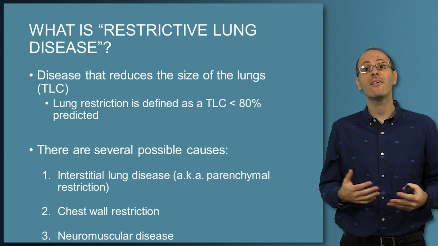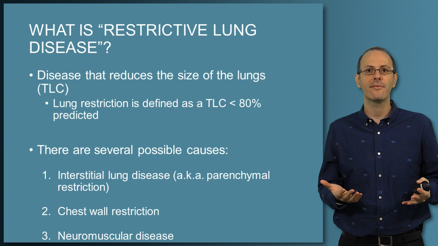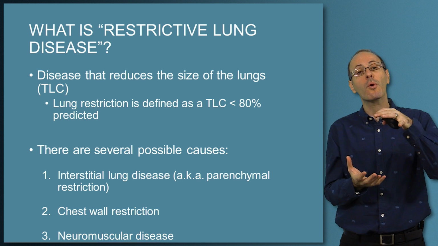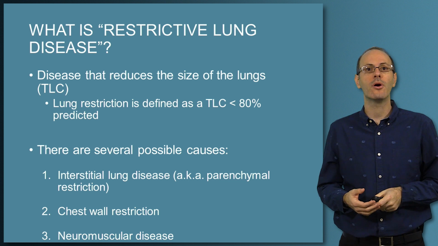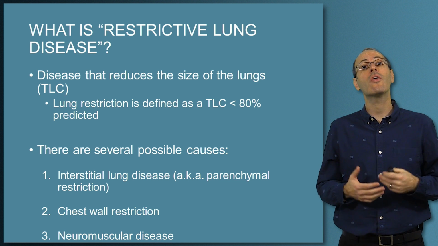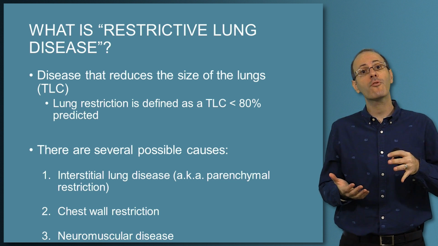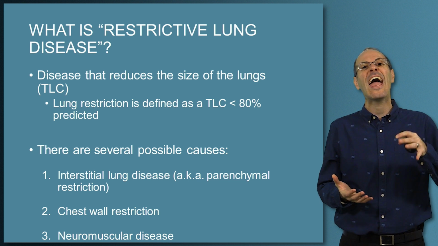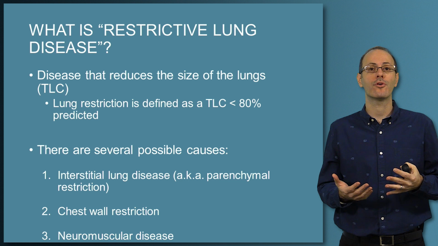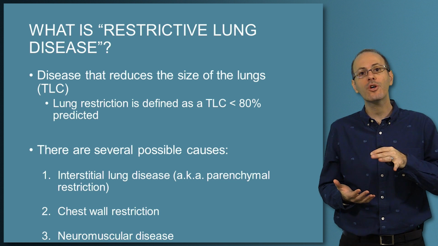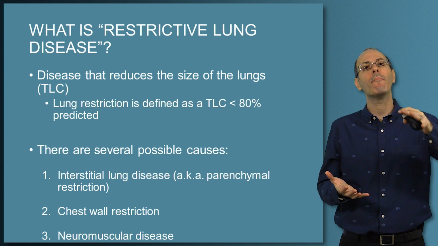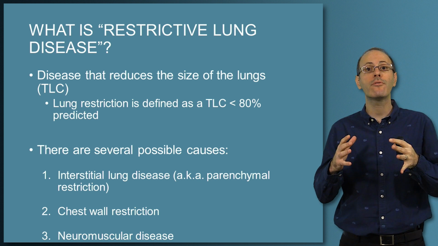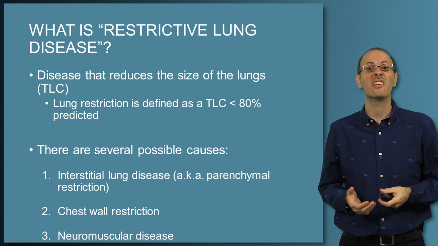One possible cause is that they have an interstitial lung disease, which we call parenchymal lung restriction, because the lung parenchyma is what's causing their small lung volumes. The other possible causes include chest wall restriction and neuromuscular disease, and these are called extraparenchymal causes of lung restriction, because both chest wall restriction and neuromuscular disease make the lung volume smaller because it's being squeezed from the outside rather than a problem with the lung tissue itself.